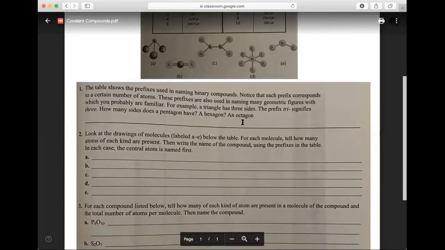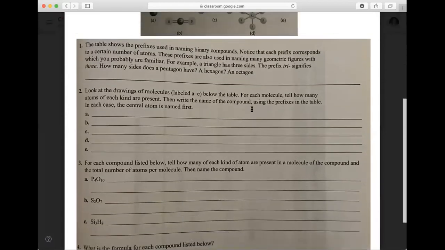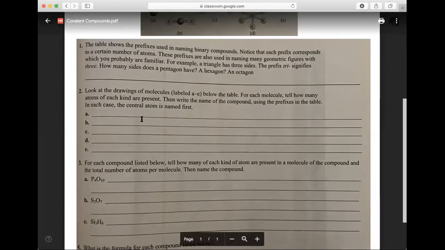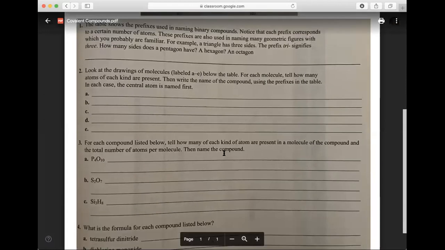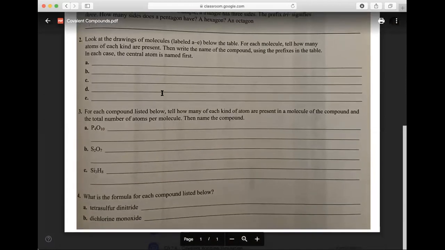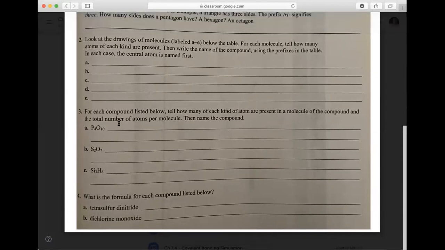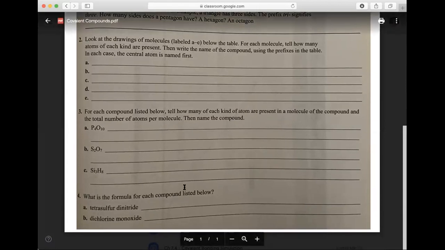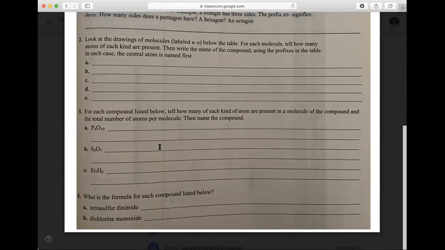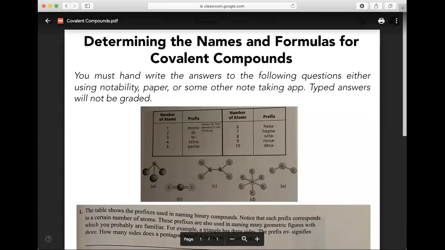You're going to answer the question. For number 2, it's saying in each molecule, tell how many atoms are present, write the name, and then it gives you some rules like using the prefixes, central atom, etc. For 3, it says for each compound listed below, tell how many there are. So if it's P4, it's going to be 4 phosphoruses. And then you're going to name the compound. And then finally, number 4 says write the formula for each compound listed below.